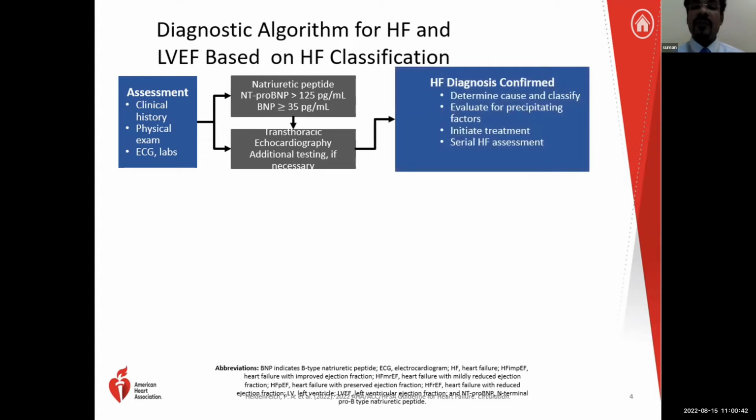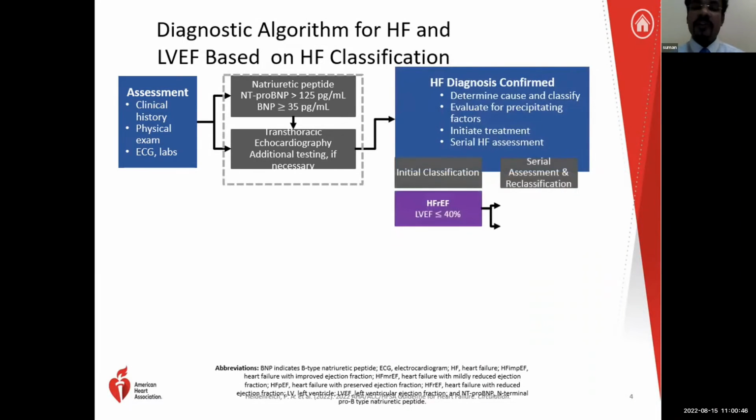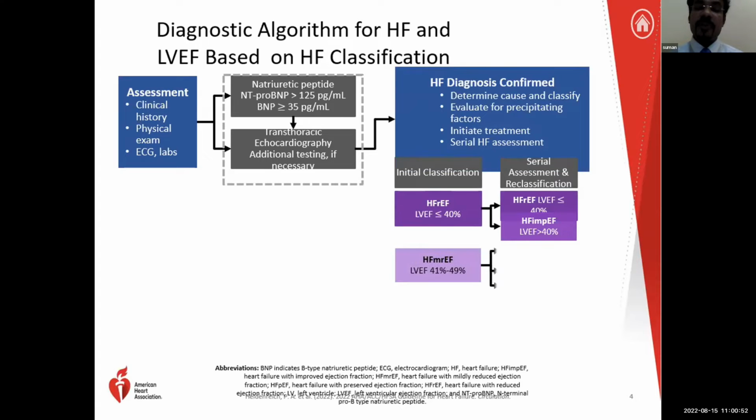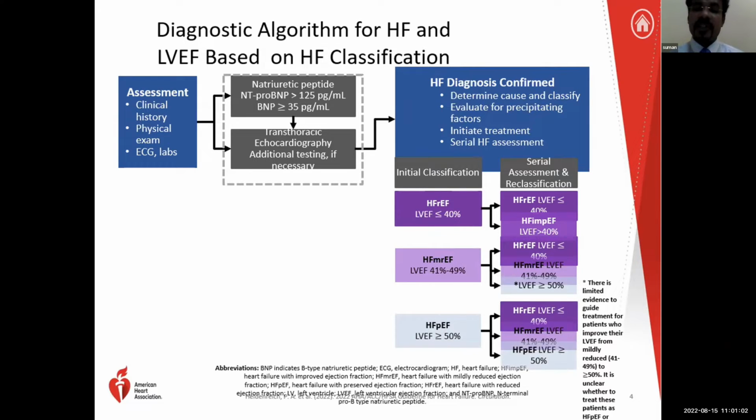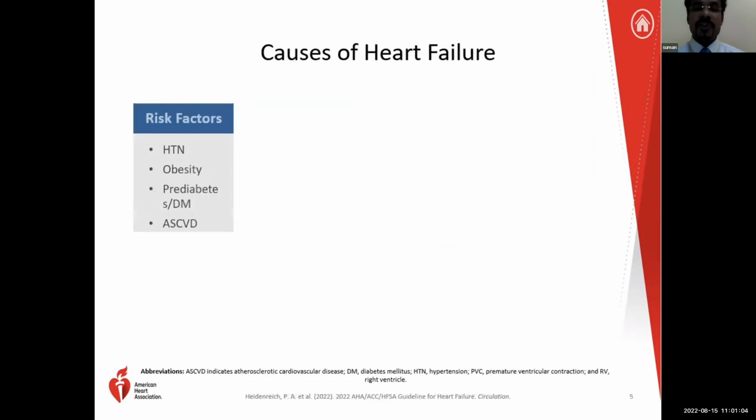And here we have confirmed the diagnosis, and then we have to classify the heart failure depending on the ejection fraction. So the heart failure with reduced ejection fraction, that is EF less than 40%, and 41 to 49% is the mildly reduced ejection fraction category. And then the heart failure with preserved ejection fraction, that is the EF more than 50%.